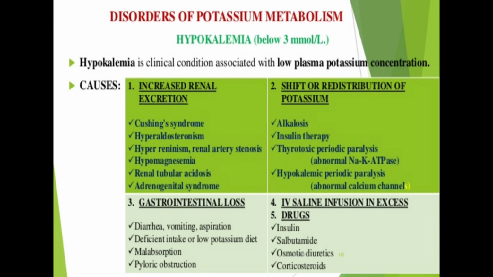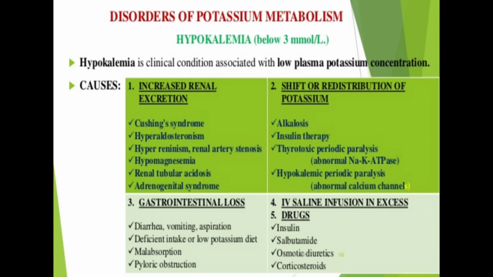So in causes, there are several types. Increased renal excretion is one cause: Cushing syndrome, hyperaldosteronism, hyperreninism, renal artery stenosis, hypomagnesemia, renal tubular acidosis, adrenogenital syndrome. So you remember at least one, Cushing syndrome.